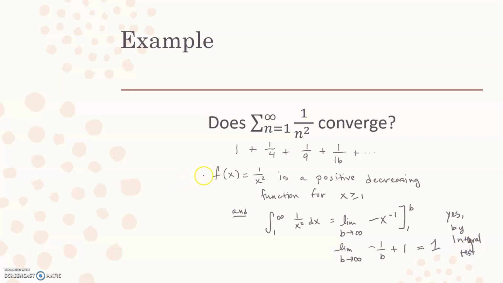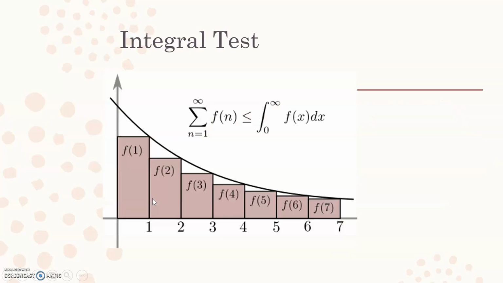So our first step is we create a function that looks like our definition of our terms, and we prove to ourselves that it's a positive decreasing function for our interval. So I said for x greater than 1 because that's where we started counting for our series. And then we look at that integral and we prove to ourselves that the integral converges. And since the integral converges, we know that this series converges. We don't know that the sum is 1, but we do know that the sum is less than 1 because it's a positive decreasing function. So the right-hand rectangles are going to underestimate the function because it's decreasing.